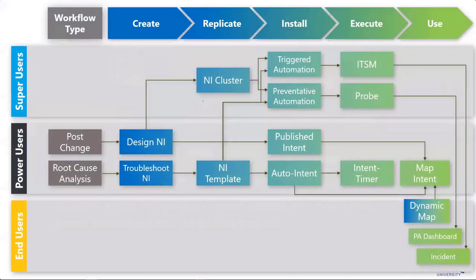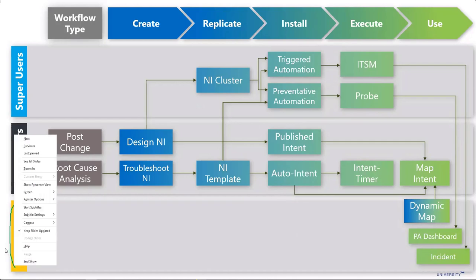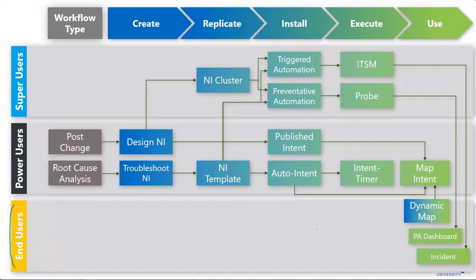All right, now in terms of the NetBrain University class structure, we've identified three levels of mastery in terms of NetBrain. What we're focusing on today is what's called end users. Everyone starts as an end user. And this simply means being able to operate the platform on a day-to-day basis, to be able to build and use dynamic maps, to use the preventive automation dashboard, see the results of our preventive automation checks, to operate incidents and so forth. So that's what we're focusing on today.